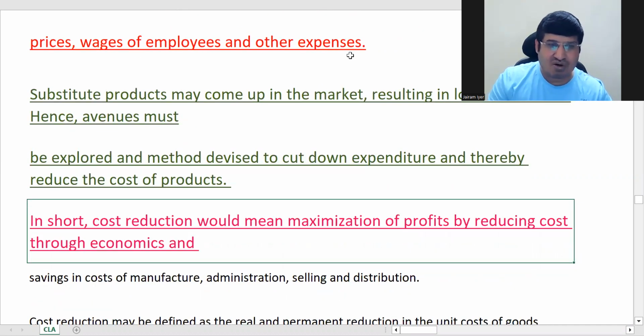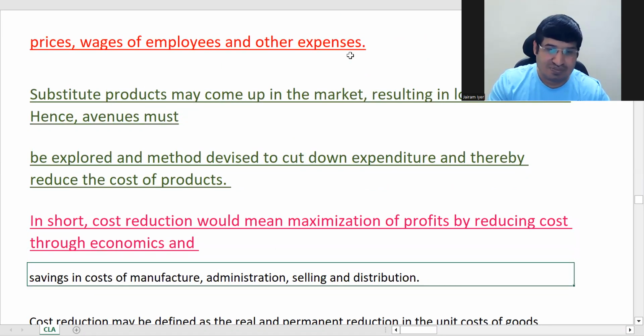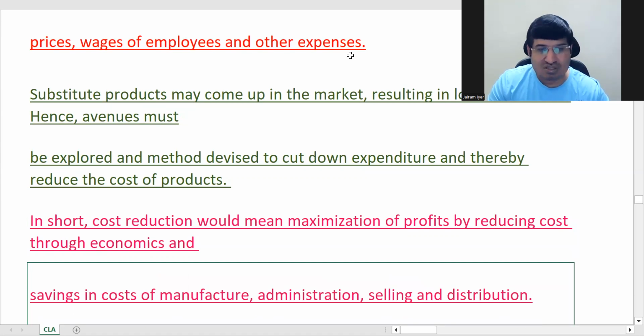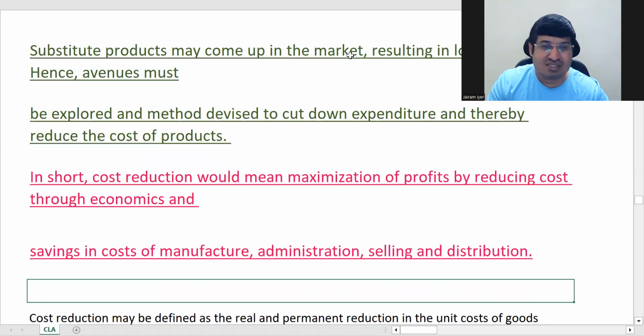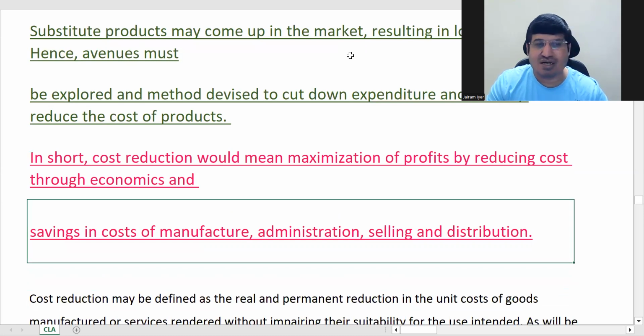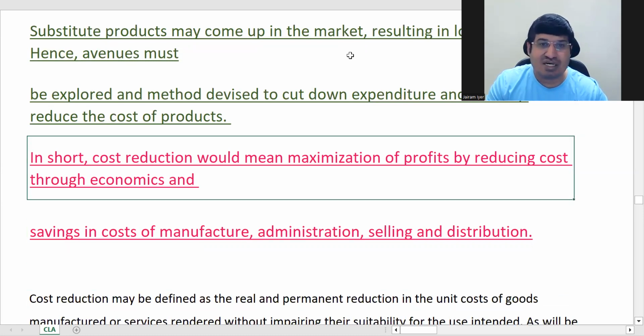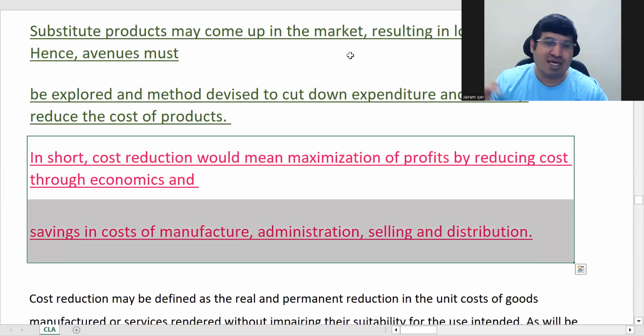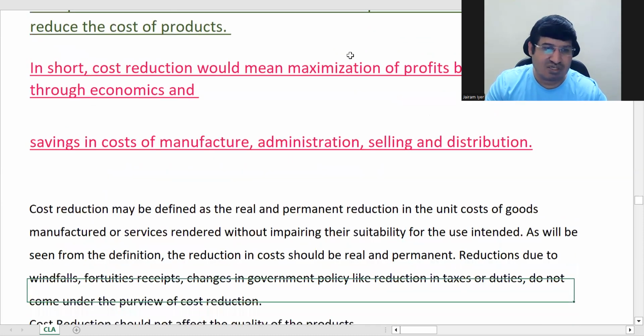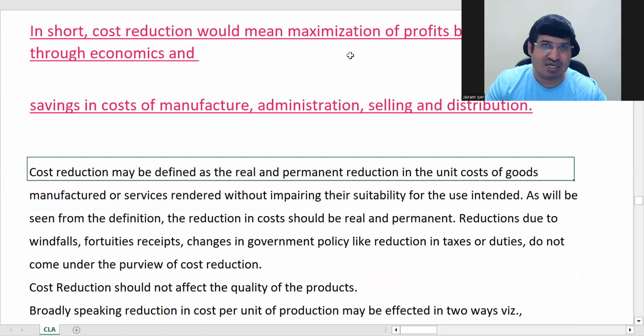So what is cost reduction? Maximization of profits by reducing cost through economics, savings in cost of manufacture, administration, selling and distribution, etc. It's a permanent reduction of cost using economics and other savings. That is your cost reduction. Cost reduction doesn't go for any standard and all. It basically challenges even the standards.